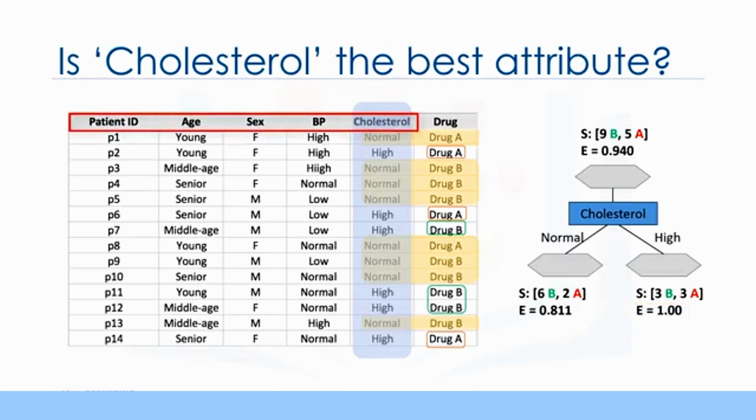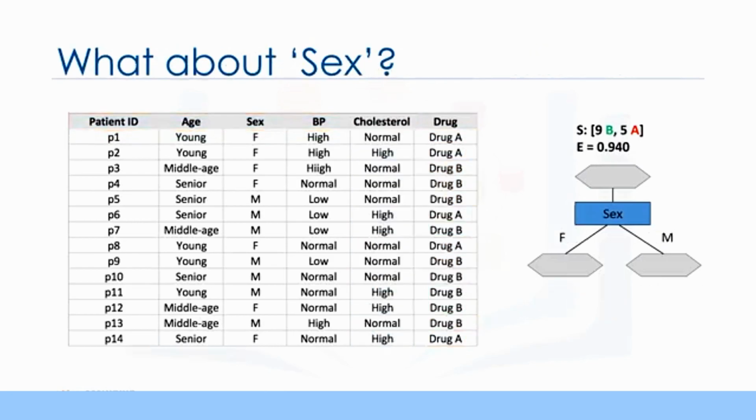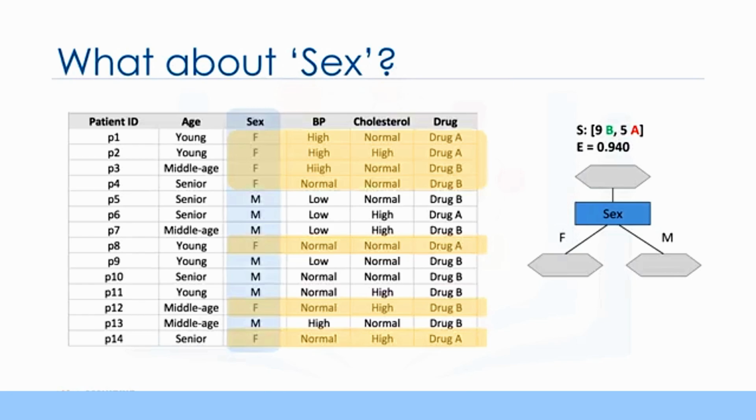We should go through all the attributes and calculate the entropy after the split, and then choose the best attribute. Okay, let's try another field. Let's choose the sex attribute for the next check. As you can see, when we use the sex attribute to split the data, when its value is female, we have 3 patients that responded to drug B and 4 patients that responded to drug A. The entropy for this node is 0.98, which is not very promising.